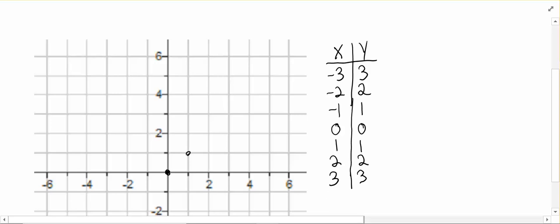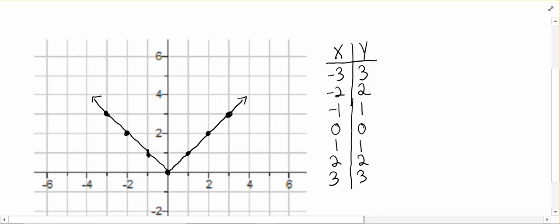So if we plot these guys, those first four that I said, 0, 0, 1, 1, 2, 2, and 3, 3, look to be a nice straight line. Then -1, 1, -2, 2, and -3, 3 are also a straight line. So if you connect the dots here, this will look like a V with a nice point to it.